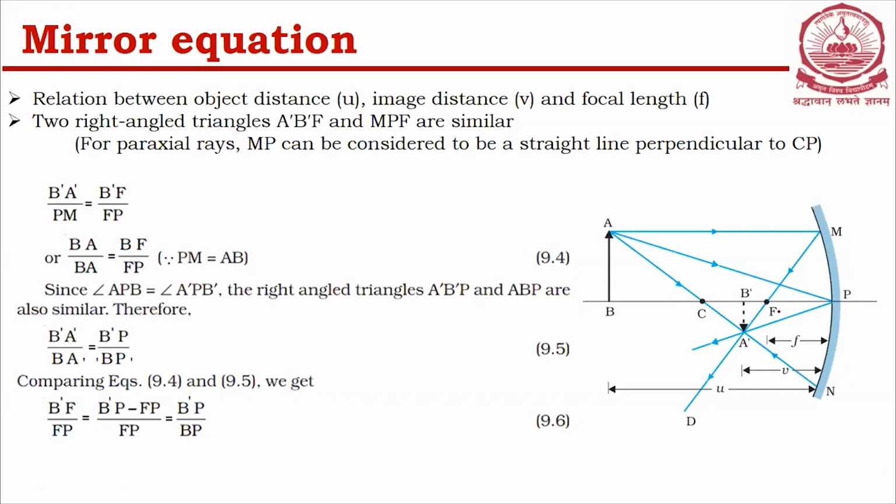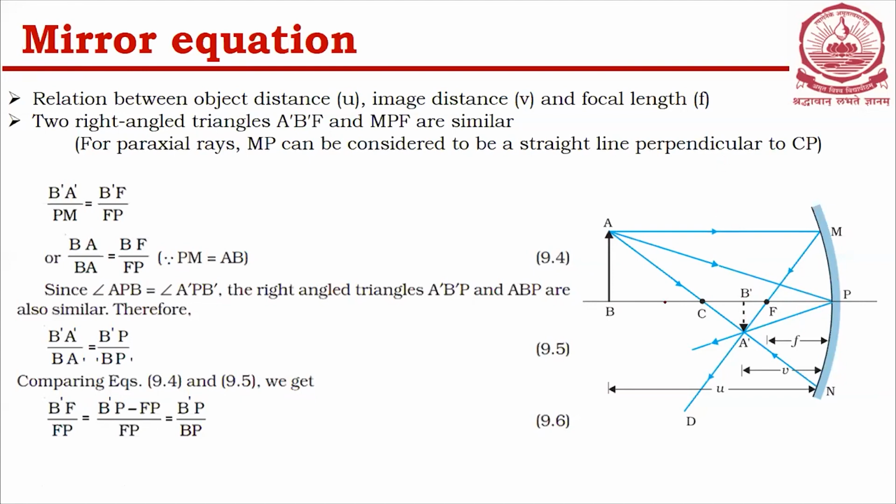These two triangles, MPF and the other one, are similar. If you draw a perpendicular from M, the point where it meets the optic axis and P is very close, so we can just take this as a straight line. So these two triangles are similar triangles. That is what is mentioned here.